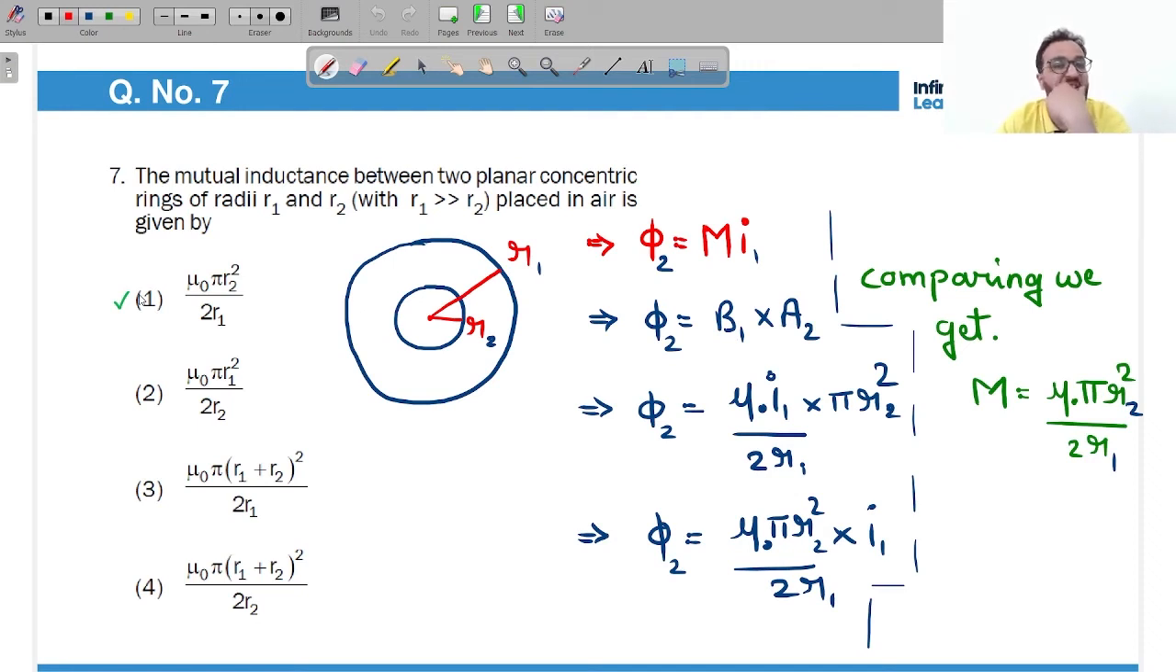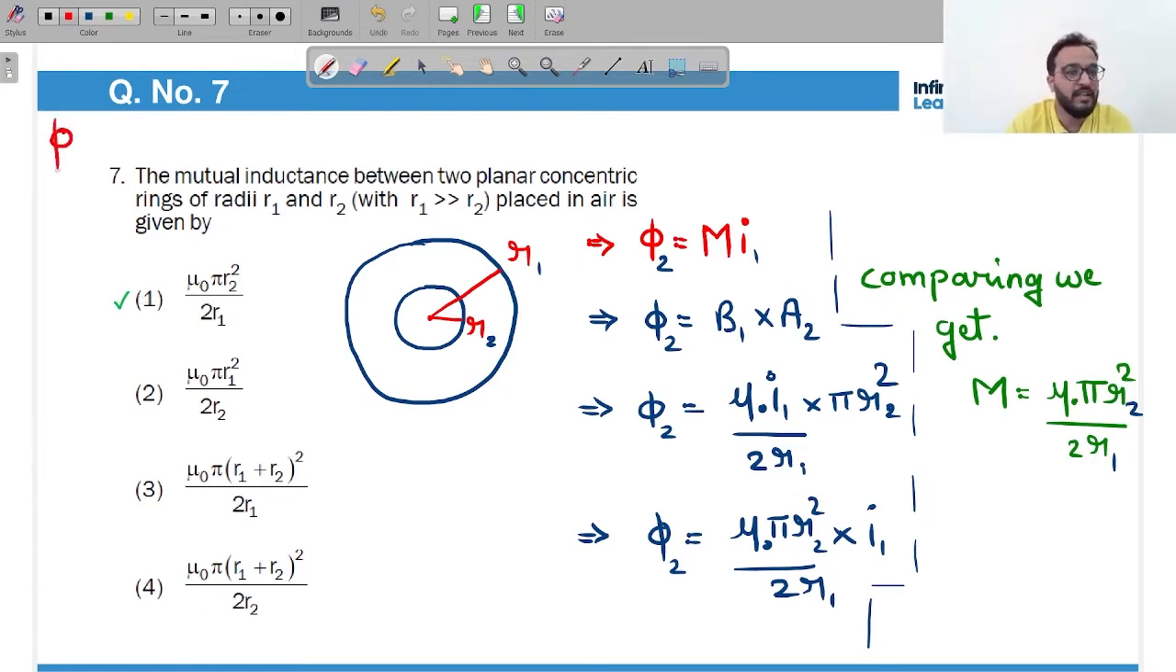Seventh question, this is an interesting one. They are saying that one is a very large coil of radius r1 and another one is a very small coil as compared to the larger one, and its radius is r2, and they are placed concentrically sharing the same center in the same plane and are placed in air. The mutual inductance between them. So what is the formula of mutual inductance?